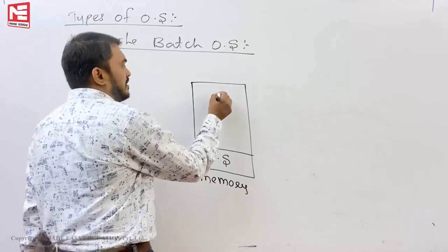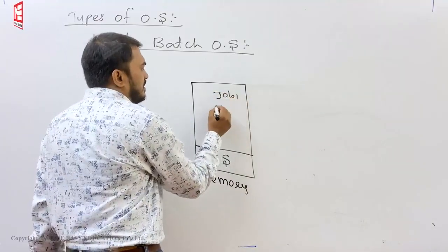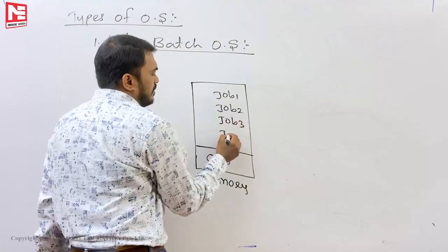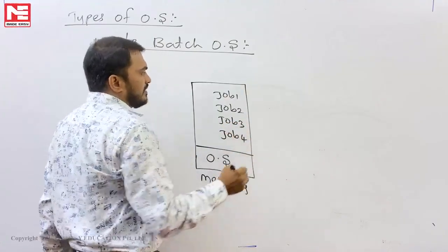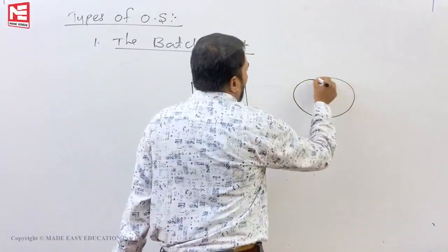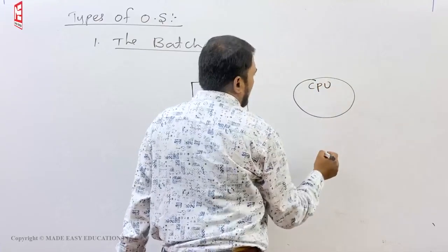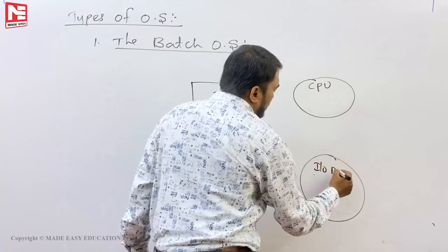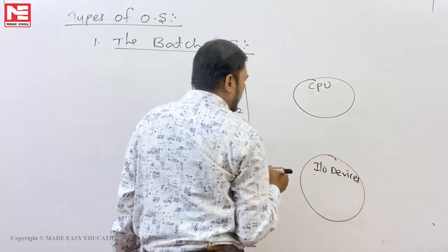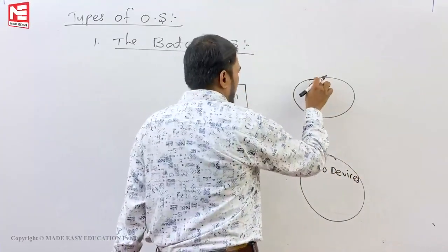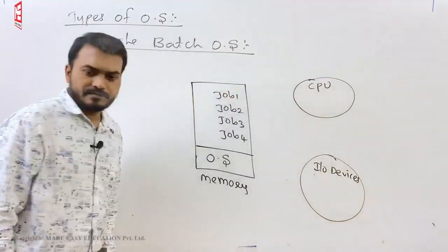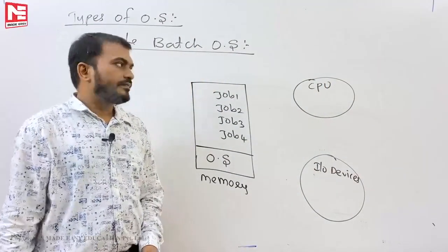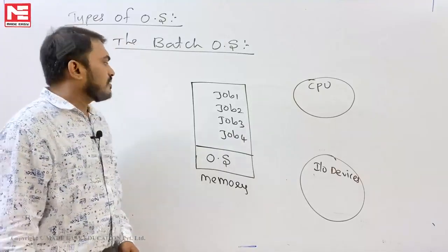So in the batch operating system, multiple jobs will be loaded onto the memory. Like job 1, job 2, job 3, job 4, like this. And we are having the CPU here. Let's say we are having IO devices. Okay, just copy this diagram. Now the batch operating system.